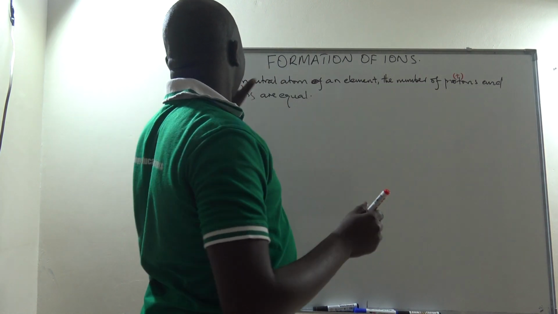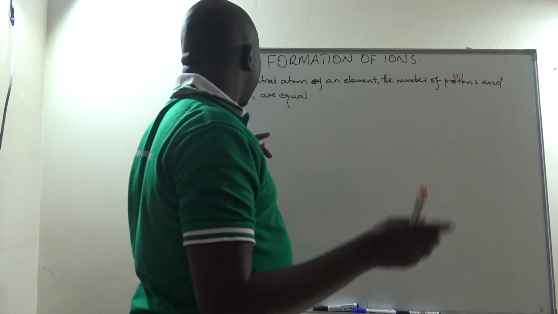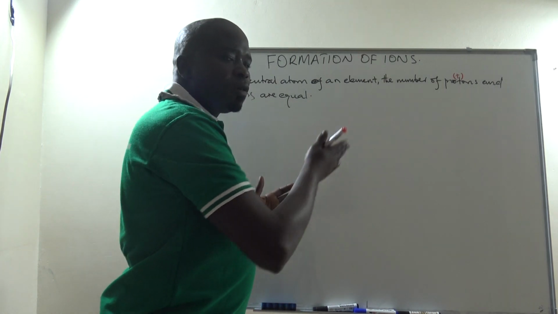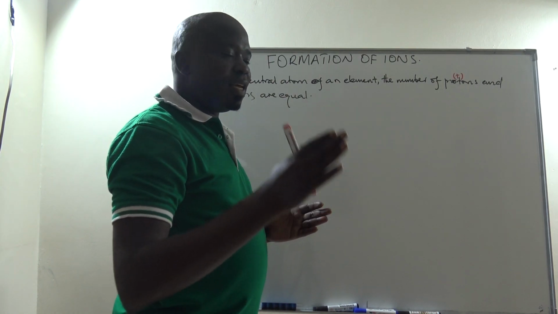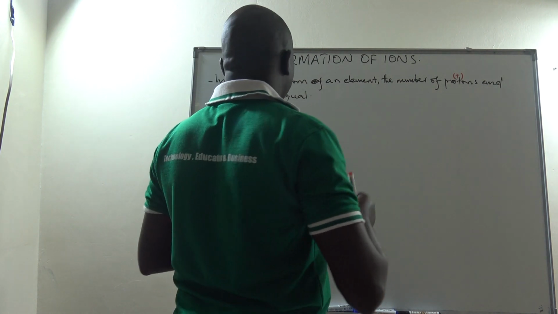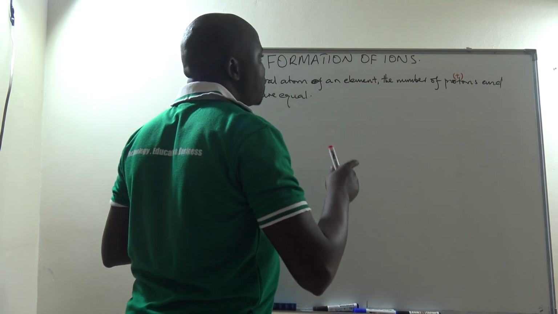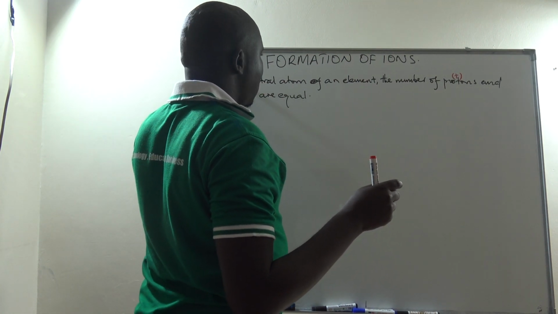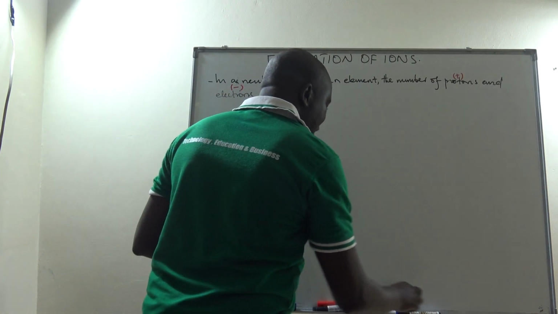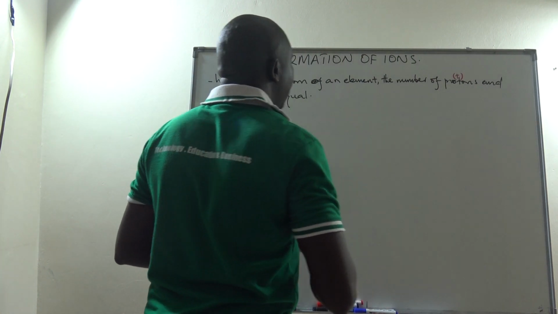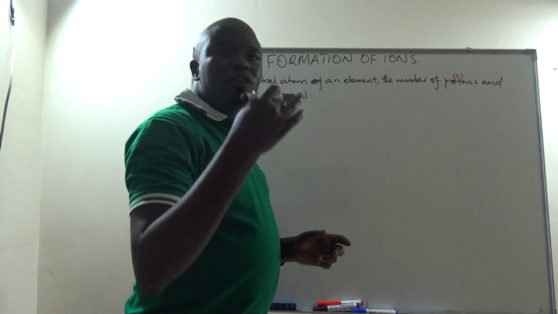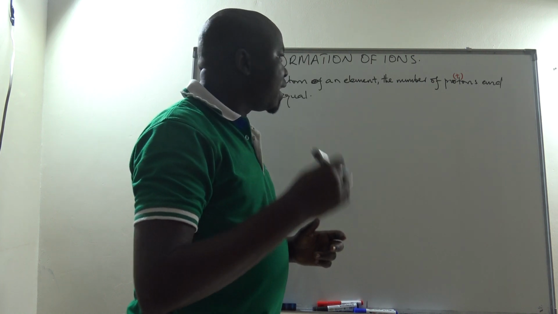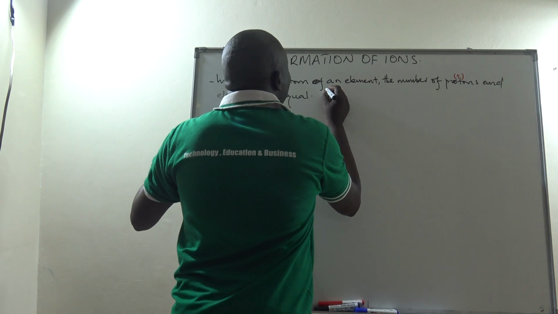So if protons and electrons are equal in number, it means that the number of positive charges and the negative charges simply cancel, and we strike neutrality in an atom of an element. So in an atom of an element, the number of protons and electrons are equal, and that one makes an atom to be just neutral. That is one of the things that we must not forget. Now, we have seen that ions are atoms which are not neutral. They are either positively charged or negatively charged. Now, let us try to see what causes this.